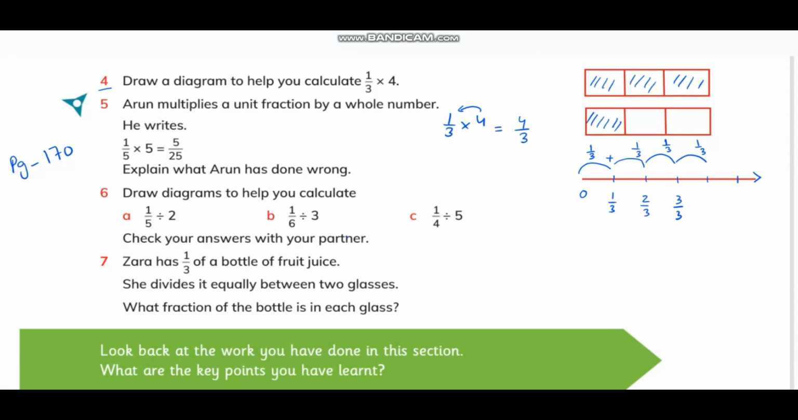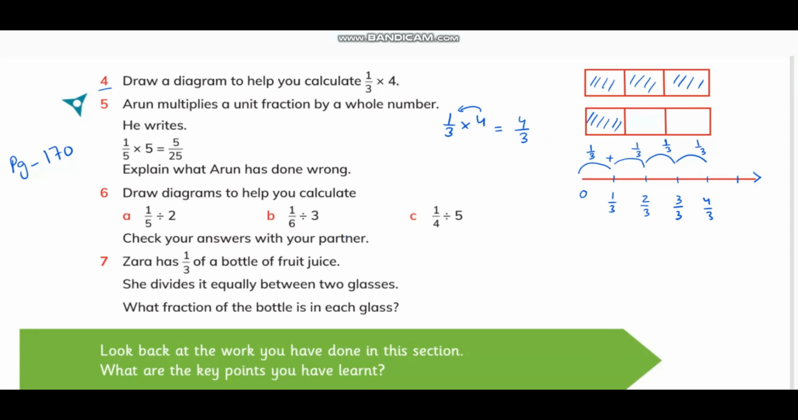So it will become 4 by 3. So this is the answer. 4 by 3 is the answer. You can see here when we solve this one, the answer was 4 by 3. This is the very simplest form you can understand. Okay, so let's move to the next question.